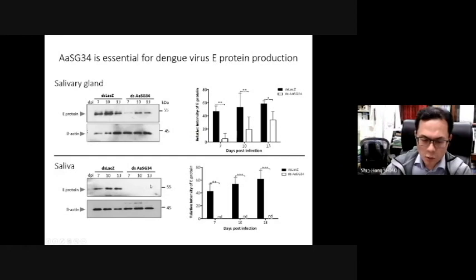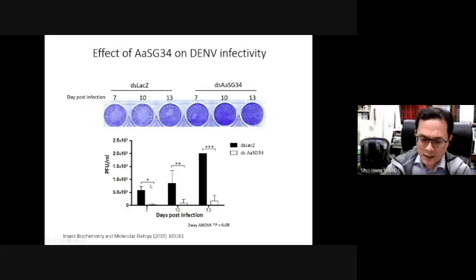Here we have shown that by a Western blot analysis, as well as the plaque assay, that when silencing ASG34, the infectious virus particle production is almost inhibited at 7, 10, and 13 days post-infection. So this finding suggests that silencing of AASG34 not only inhibits dengue virus replication in the salivary gland, but also prevents the virus release into the saliva.